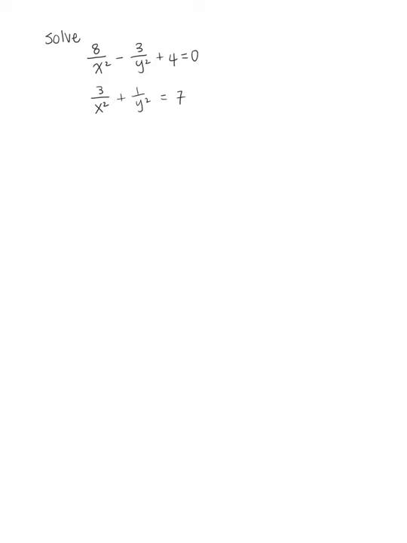So from, actually, you know what? Let me move that 4 over first. Let me do this step by step. So you've got 8 over x squared minus 3 over y squared equals negative 4. And then let me just copy down 3 over x squared plus 1 over y squared equals 7.